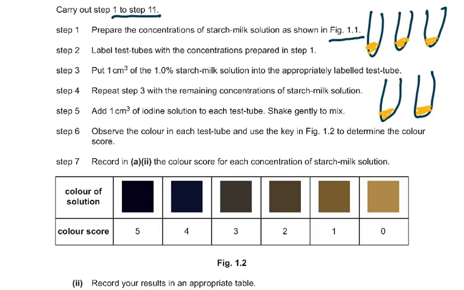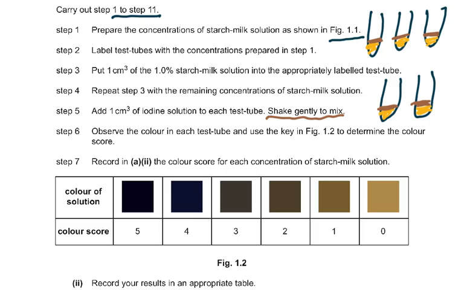Now you add 1 centimeter of iodine. Iodine is brown in color. And what do you say? You say shake gently to mix. Now this is again a little ambiguous. Shake gently, somebody's shake gently would be different than my shake gently. Observe the color in each test tube and use the key to determine the color score.